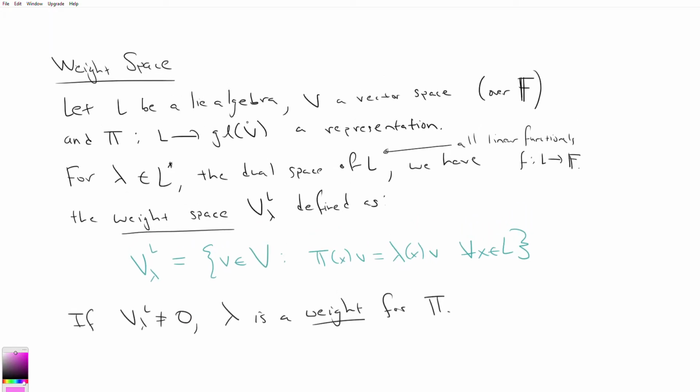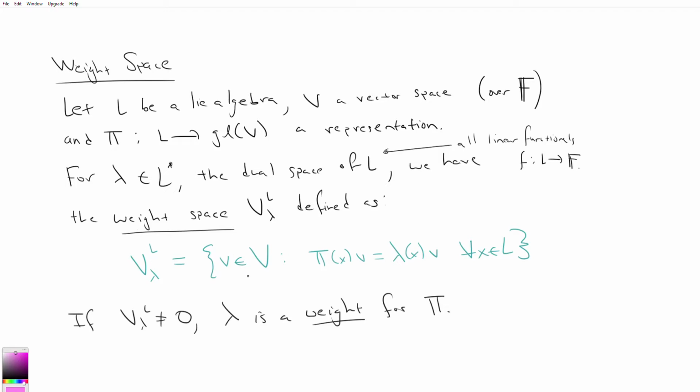Let L be a Lie algebra and V be a vector space over a field F. Let pi be a representation of L in V. And let lambda be a linear functional in the dual space of L. Right, and so a linear functional is simply a linear map that takes vectors in the vector space, in this case L, and sends them to the underlying field. And so the weight space V sub lambda of L is defined as follows.